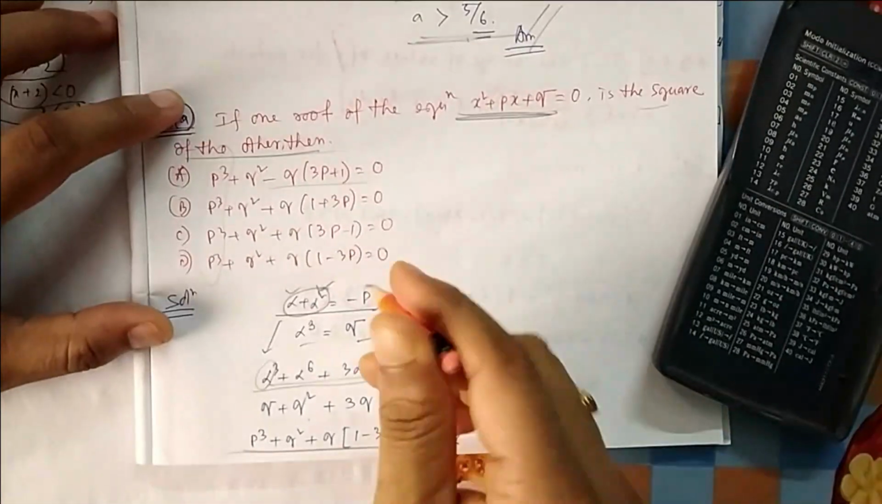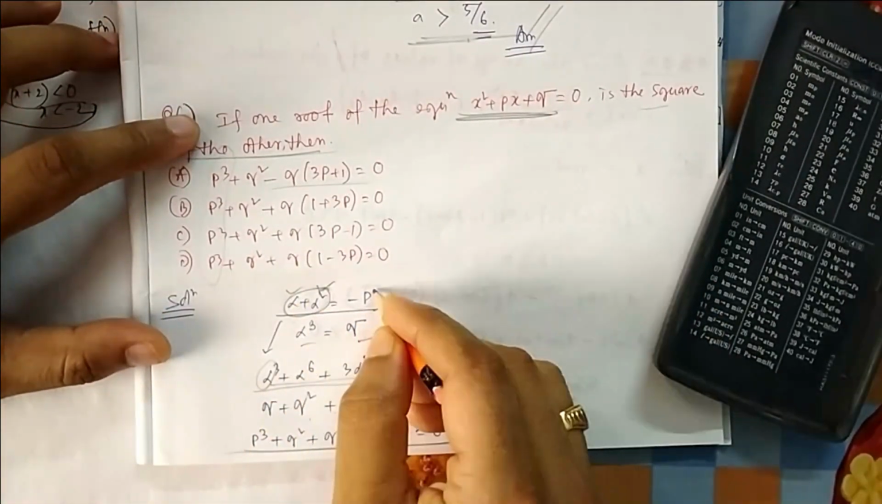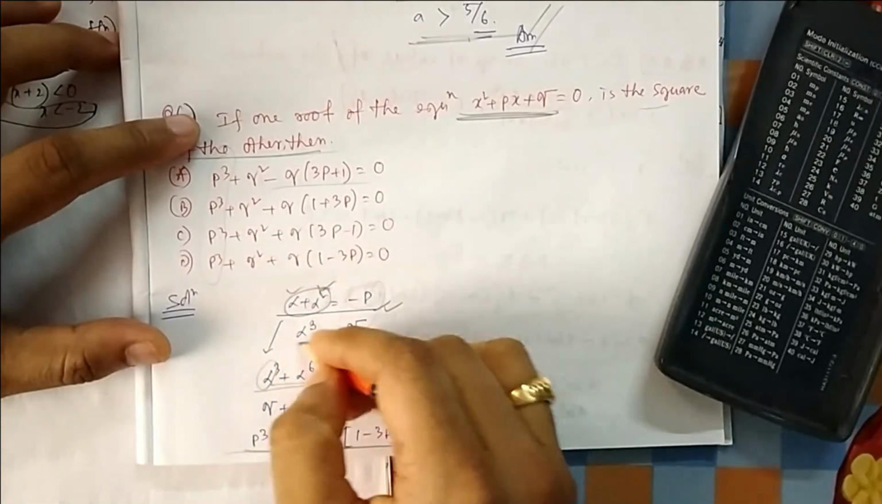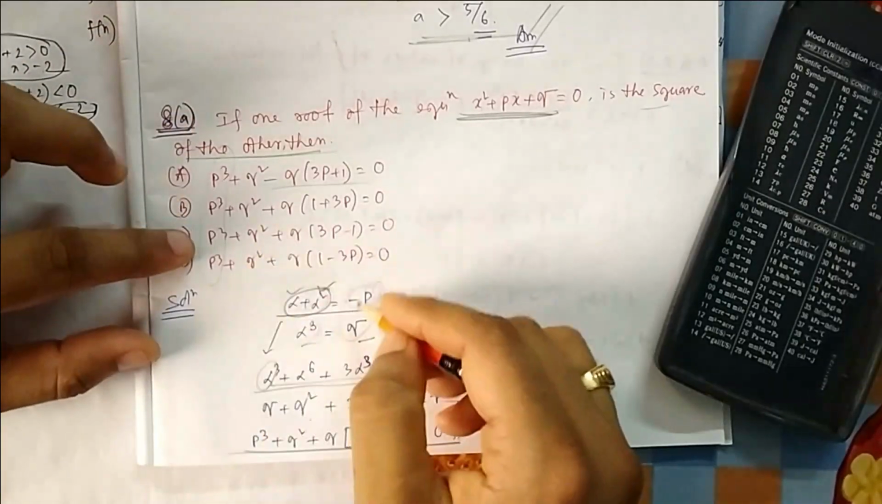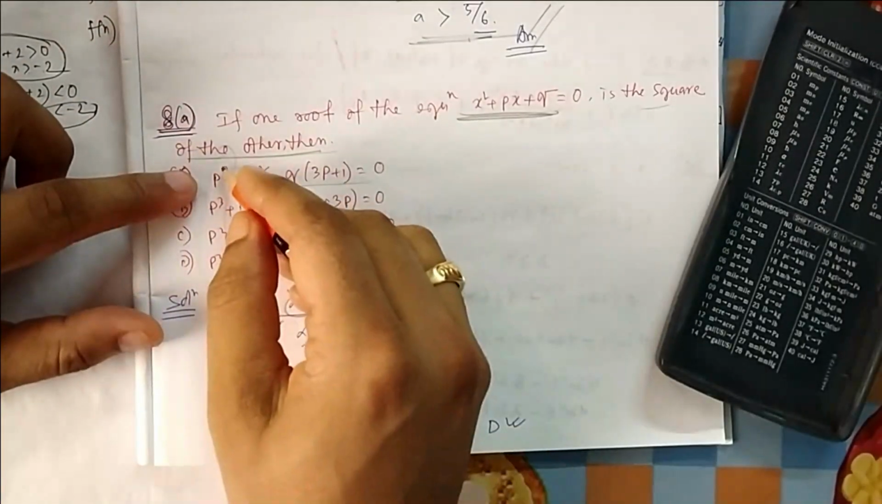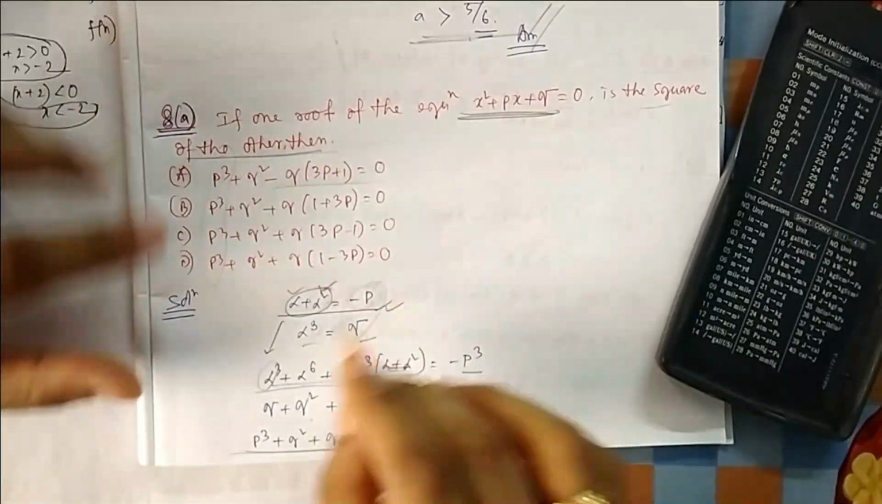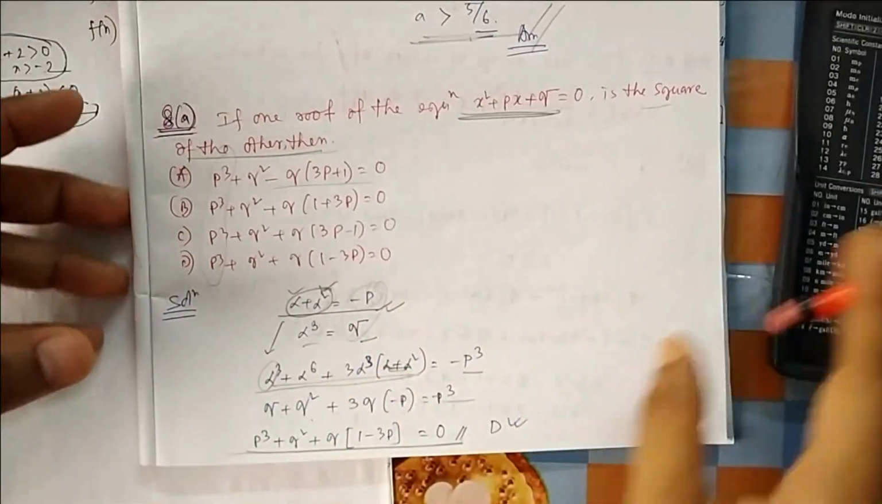So from the question you should get some hint, because this is given and some expression of pq, so you have to eliminate alpha. And while eliminating alpha, you check the options. Every option has pq, so that means you need to cube this one. That is for sure. So you start with that one, you will get some conclusion.